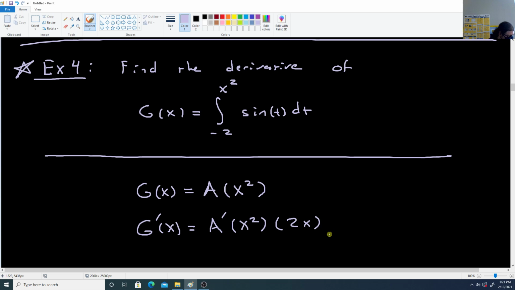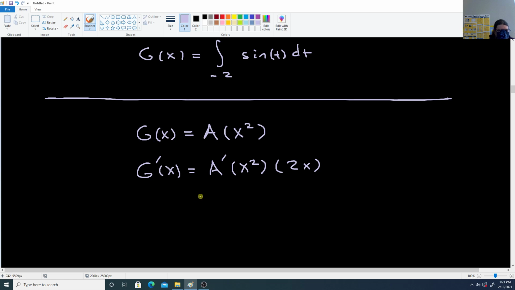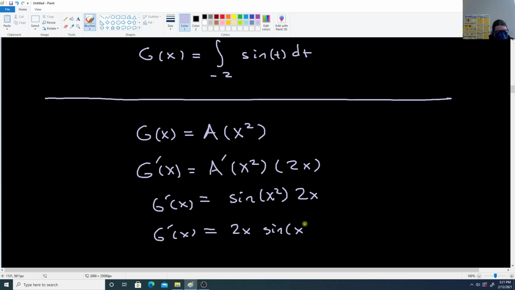So when you want to figure out what g prime of x squared is, if we took the derivative of an area function, that would just give us sine of x back. But instead of getting back just sine of x, we want the derivative of the area function evaluated at x squared. So we would get back sine of x squared, and then it's multiplied by the inner derivative, 2x. So our derivative of the g function is 2x sine of x squared.